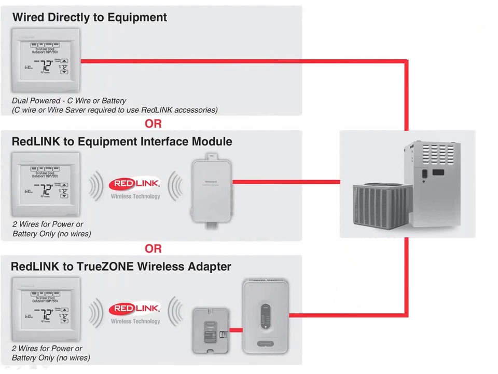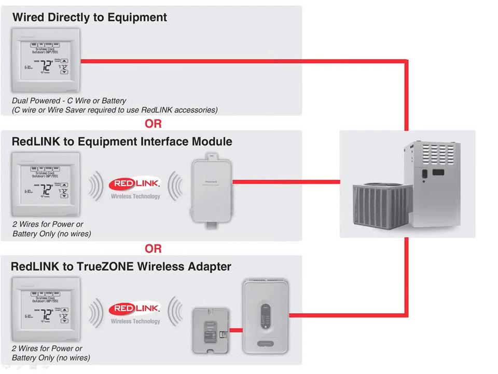I like this slide because it shows all the different options this one thermostat has on how to wire it. So you can wire this thing like a normal thermostat and not use the Redlink technology at all. And the beauty of that is this thermostat costs about the same as the standard Vision Pro thermostat without Redlink. So maybe you're going to wire it, but you want to use some accessories. You can do that. You can use this thermostat wirelessly.